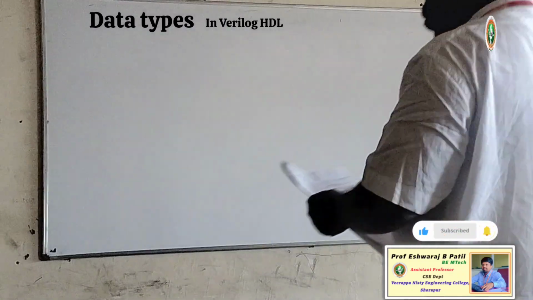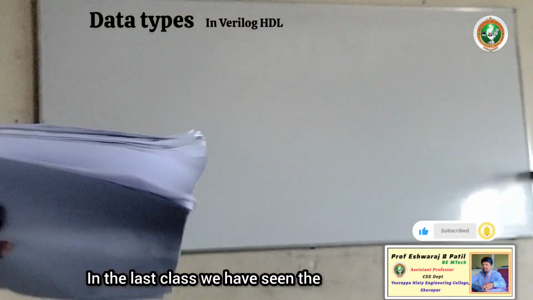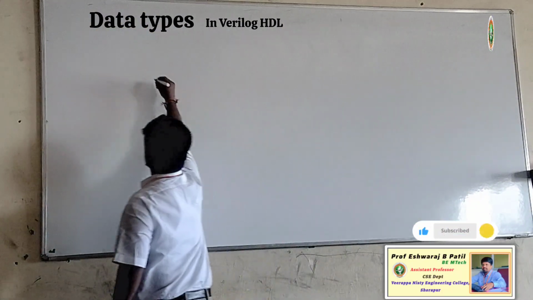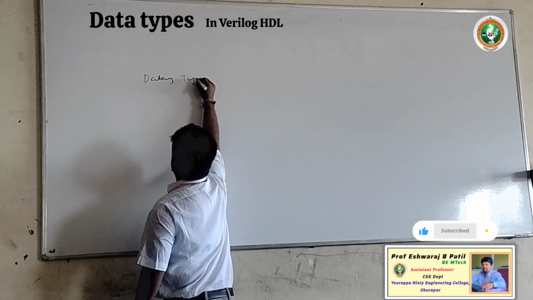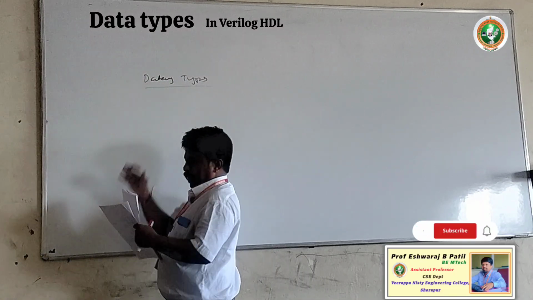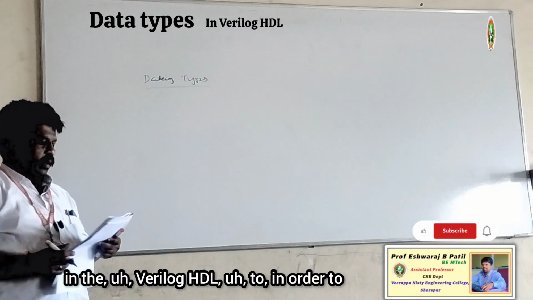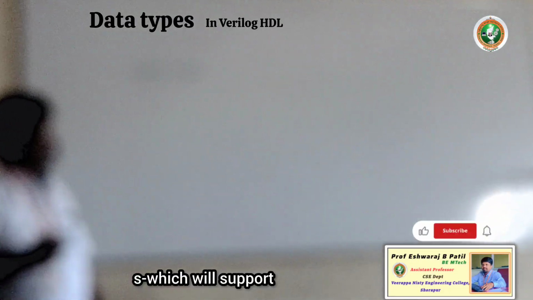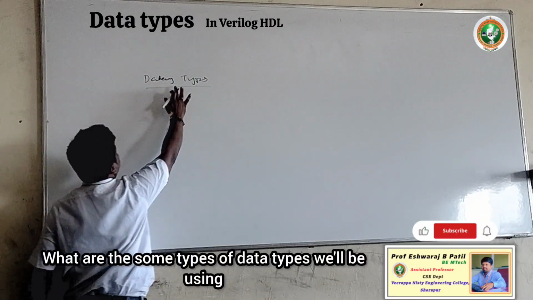Okay, today we'll see the data types. In the last class we have seen the same data types only. Data types are used in Verilog HDL in order to support the conventions. Okay, what are some types of data types we'll be using?